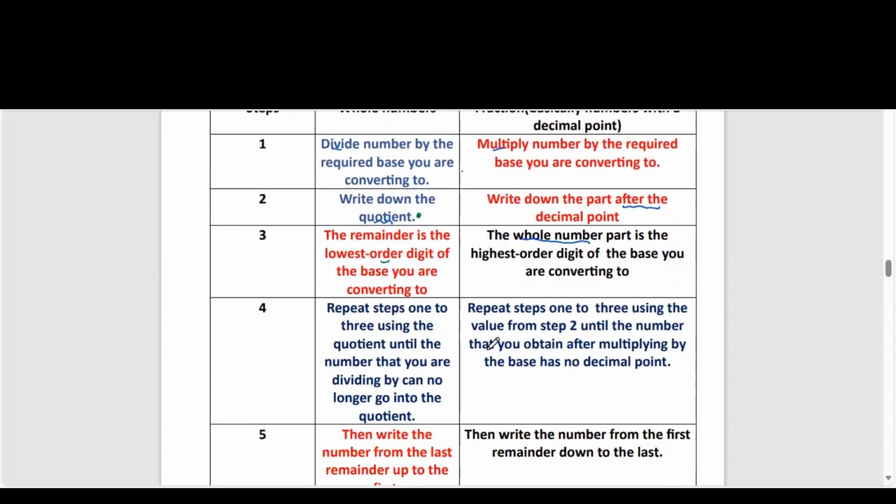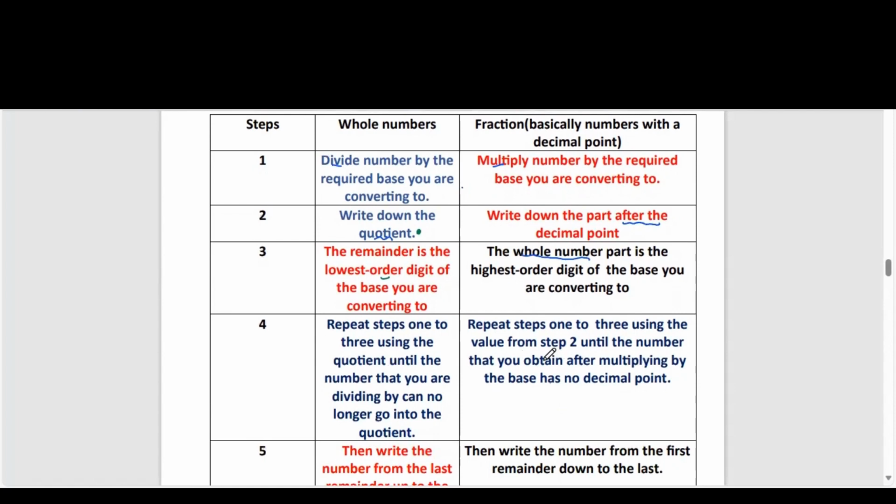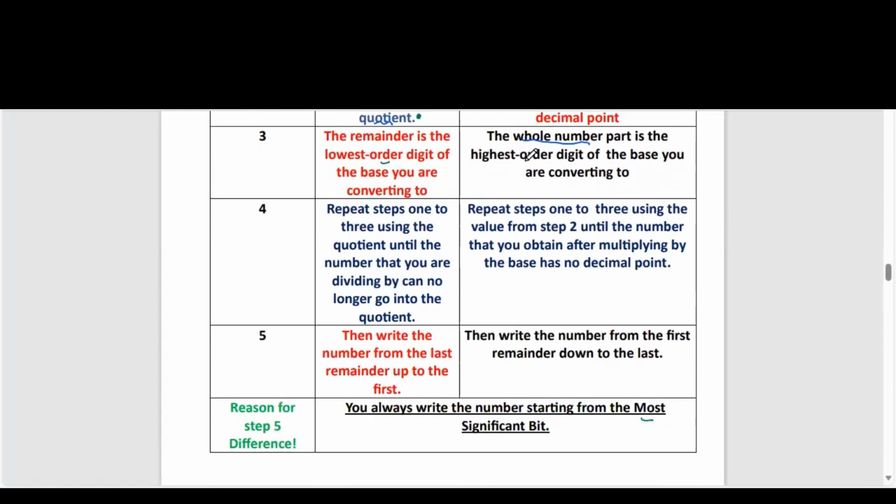And we just keep repeating the same steps. So that'll be 1, 2, 3, 1, 2, 3, until either the quotient goes to 0, or the fractional part, the thing after the decimal point, goes to 0 if you're going from a fraction to whatever it is.